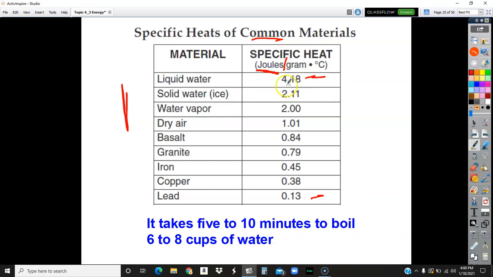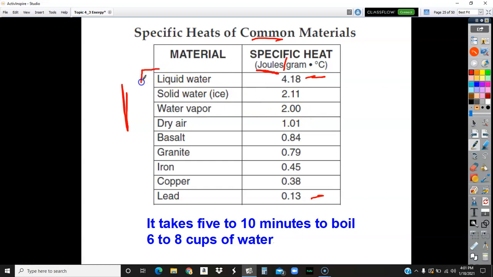So liquid water has the highest number. It takes a lot of specific heat there. So you need 4.18 joules of heat for every gram of water, for every degree you want to raise the temperature. Or, again, if you want to freeze something, how many joules you have to take out of that water to freeze it. Ice doesn't need as much. So solid water is 2.11, so about half the amount of joules are needed when it comes to ice. Water vapor, that's obviously water in the gas phase. That's close to ice, a little less, 2 joules.